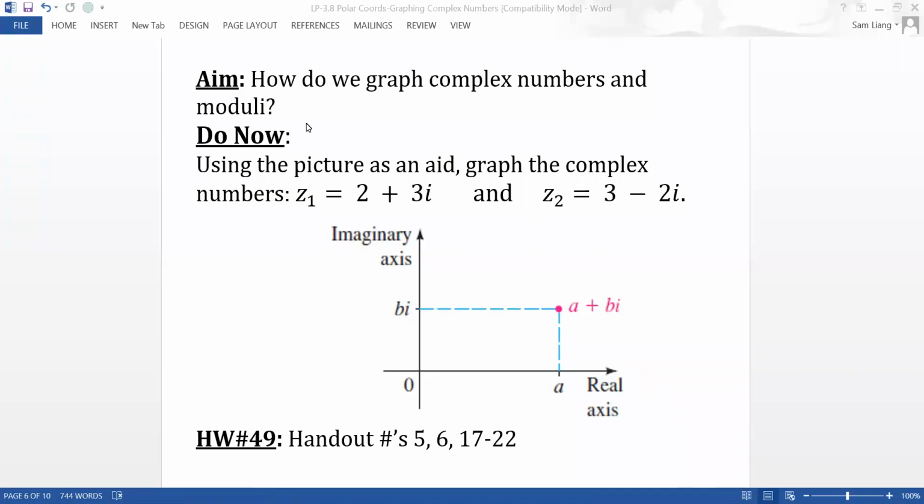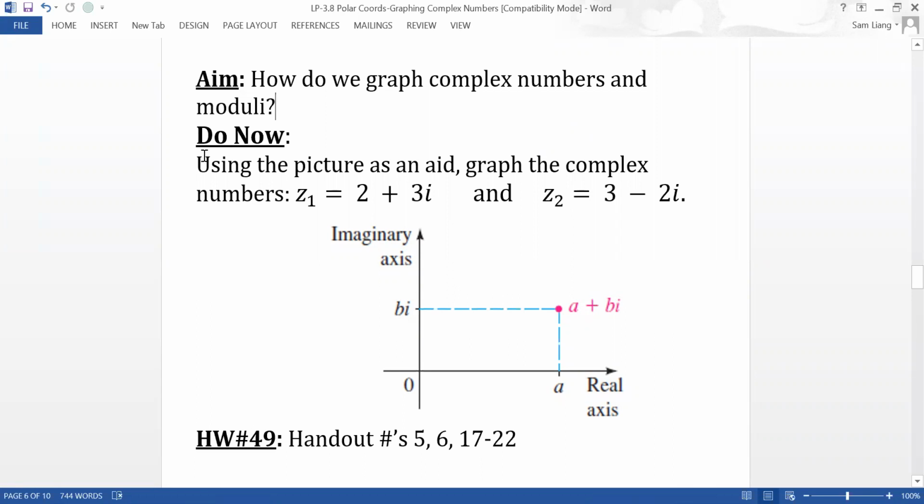Our aim for today is how do we graph complex numbers in moduli. This might seem tangential because we've been talking about polar coordinates, but tomorrow we're going to see how to write polar coordinates in complex form, or sorry, vice versa, write complex numbers in polar form. So as a refresher, we're going to talk about complex numbers today.